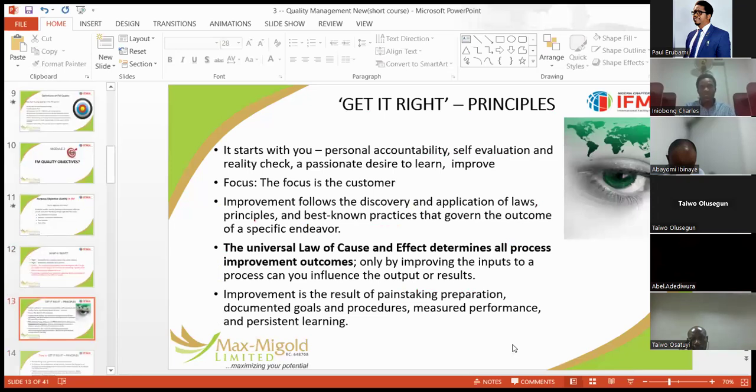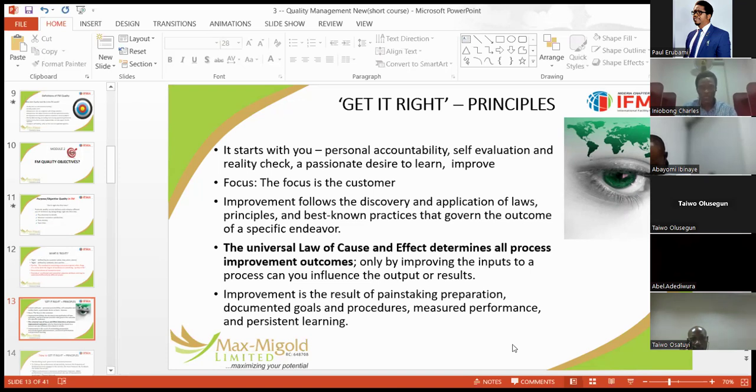All right, getting things right the first time starts with you. You must have that personal accountability, self-evaluation, and reality check. You must be passionate. Now, facilities management job, like we said, is a thankless job, but you must have your desire. You must be passionate in the approach to the work.